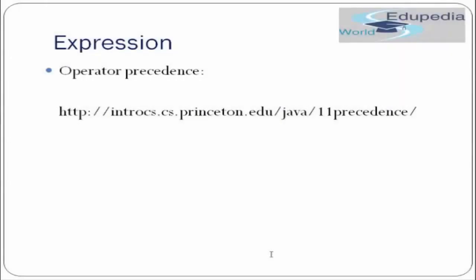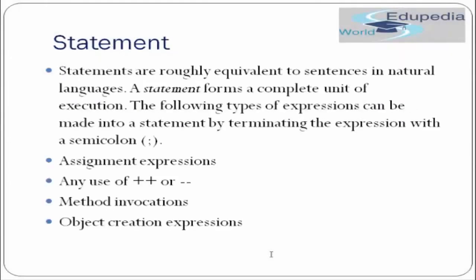Okay, now we are done with expressions. Let's study something about statements. So statements are roughly equivalent to sentences in natural languages. A statement forms a complete unit of execution. The following types of expression can be made into a statement by terminating the expression with a semicolon. So whenever an expression is terminated by a semicolon, it is called a statement.